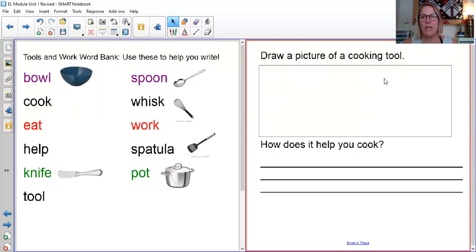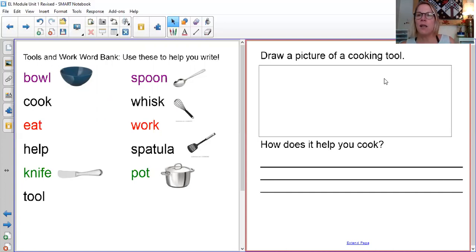Remember, like we talked about yesterday, adding details, adding colors, getting the actual tool and examining the different shapes that you might see. So on here, I see 1, 2, 3 circles, and that would help me draw it. And then, if you're in first grade or if you want to be a challenged kindergartner, you're going to write about how it helps you cook.